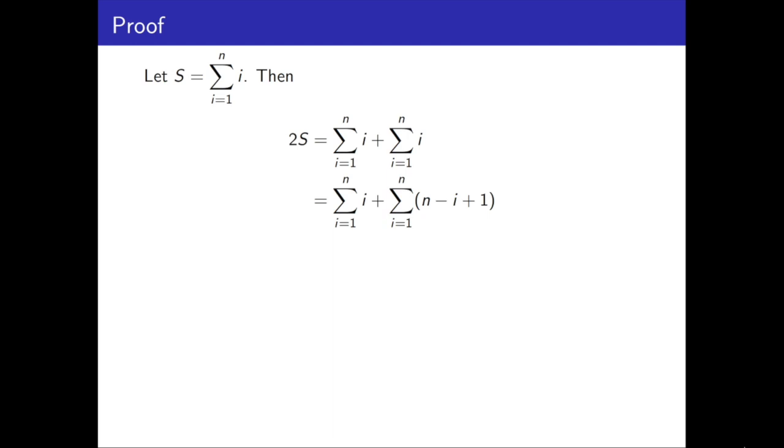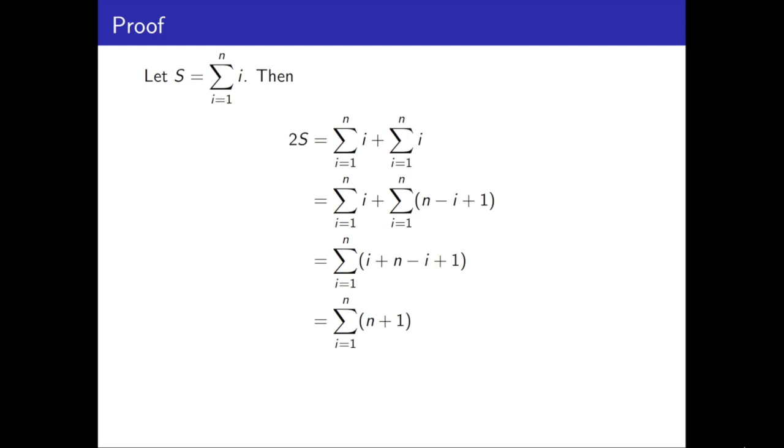And if you're not fully convinced that that is the same sum as in the first line, then write down all the numbers in it for some small value of n, just to check that they are in fact the same thing. So now we have two sums with the same indices, so we can combine them together. So we get the sum from I equals 1 up to n of I plus n minus I plus 1. So that's just combining the two sums into one. Now we have I and minus I, so those cancel out to leave us with the sum from I equals 1 to n of n plus 1.